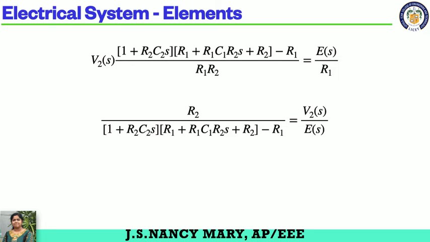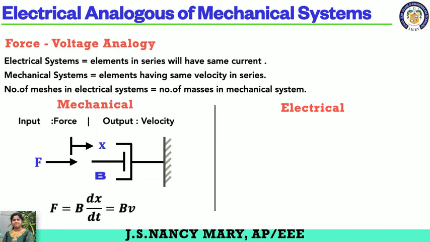Now we will move on to what is an electrical analogous of a mechanical system. We have two types of analogy. One is force voltage and the other one is force current. When I am talking about force voltage, electrical system will be equal to the element in series, will have the same current. Mechanical system, elements having the same velocity. So the force is the input in mechanical, and the voltage will be the input in electrical.